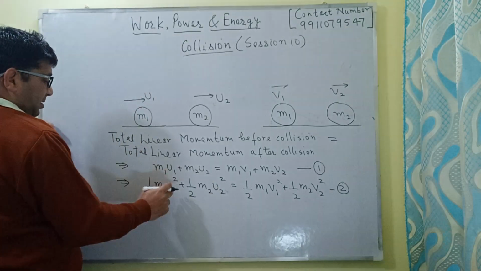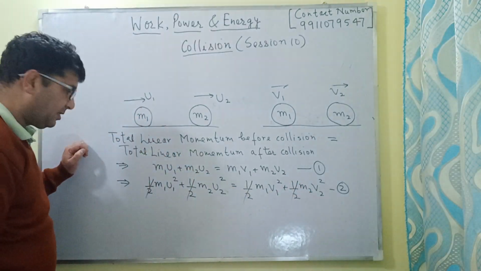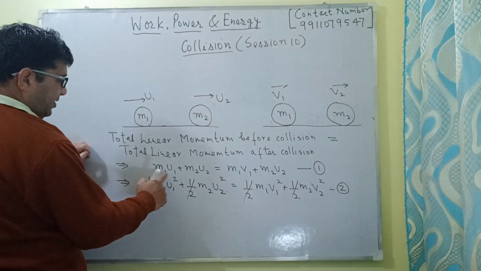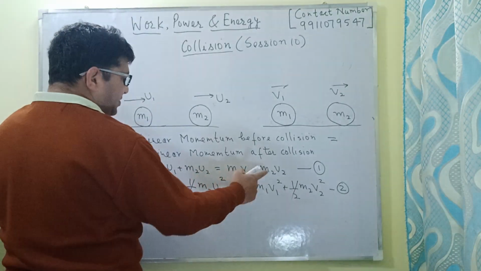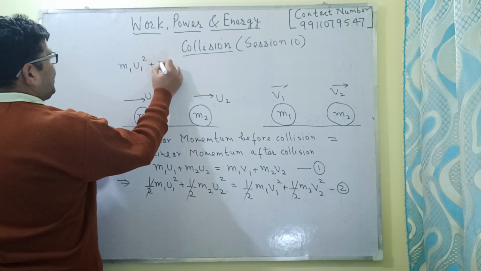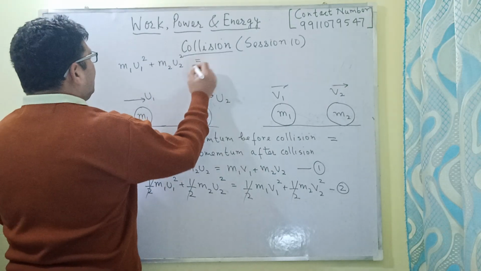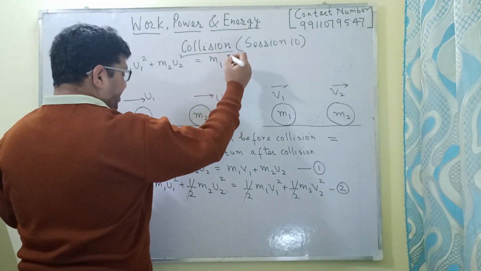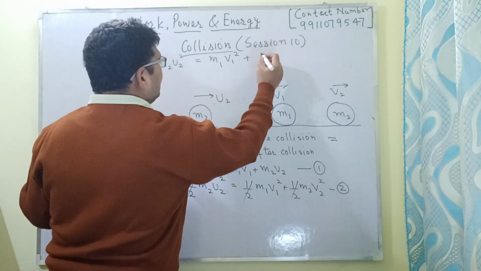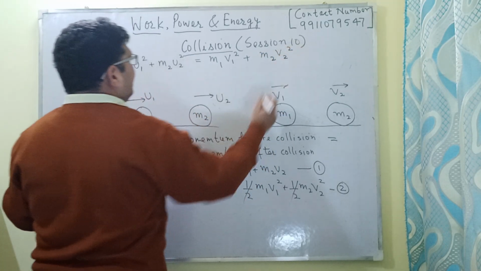From equation 2, the 1 by 2 will get cancelled out. So I will now have two equations: m1 u1 plus m2 u2 is equal to m1 v1 plus m2 v2, and m1 u1 square plus m2 u2 square is equal to m1 v1 square plus m2 v2 square.